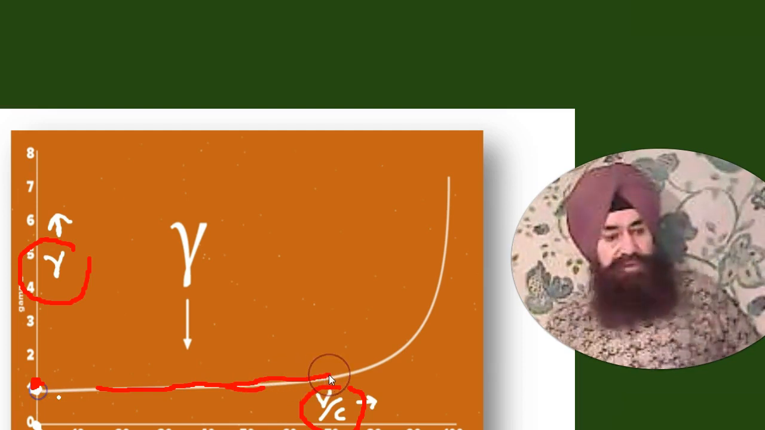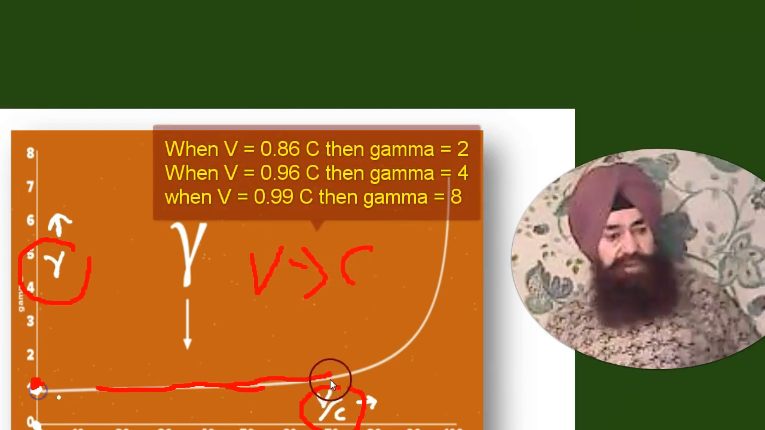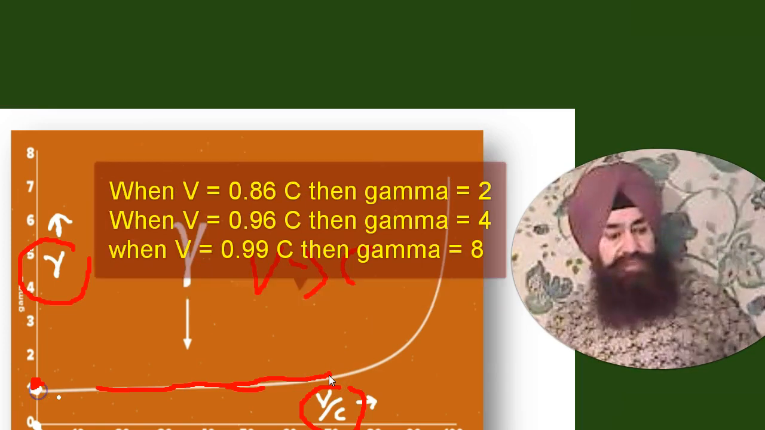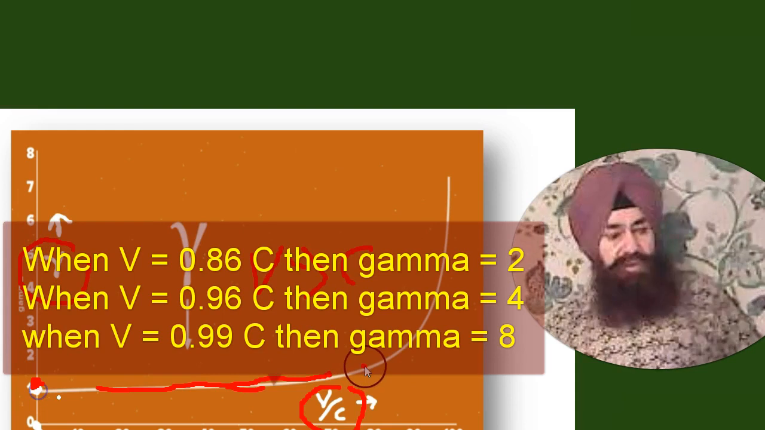But reaching here, what is special? Now the velocity of the object approaches the velocity of light. The velocity here may be 0.8 times the velocity of light. Here it may be 0.9 times the velocity of light. Here it may be 0.92 times the velocity of light.